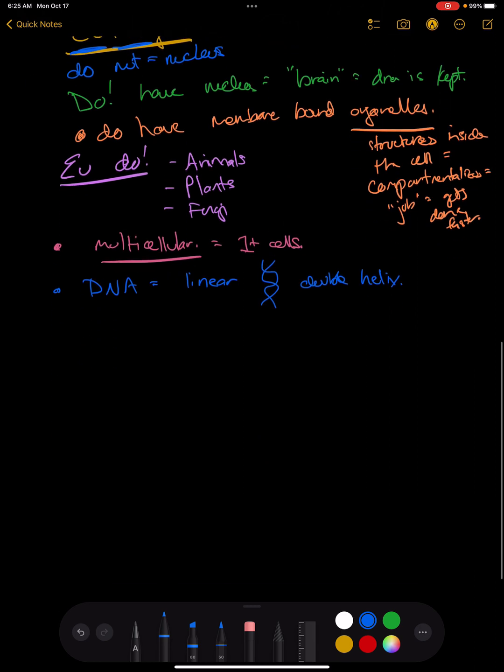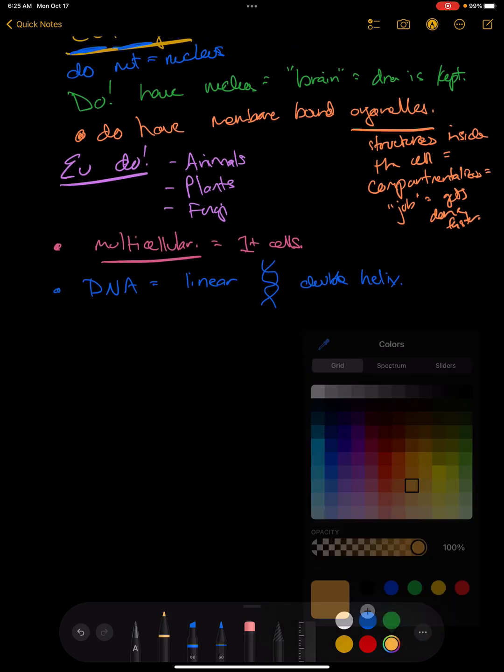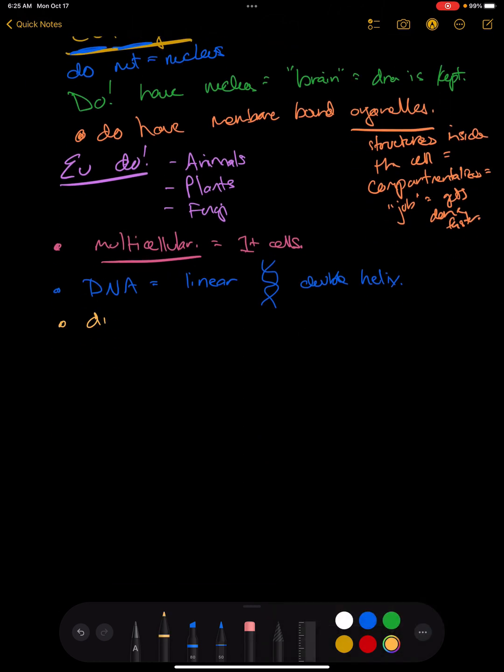Oh, okay. And then these cute little guys, these are going to divide by mitosis. And mitosis, by definition, is the division of my nucleus. So that's why prokaryotes can't do mitosis, because they don't have a nucleus. But eukaryotes do have a nucleus, so they get to divide by mitosis.